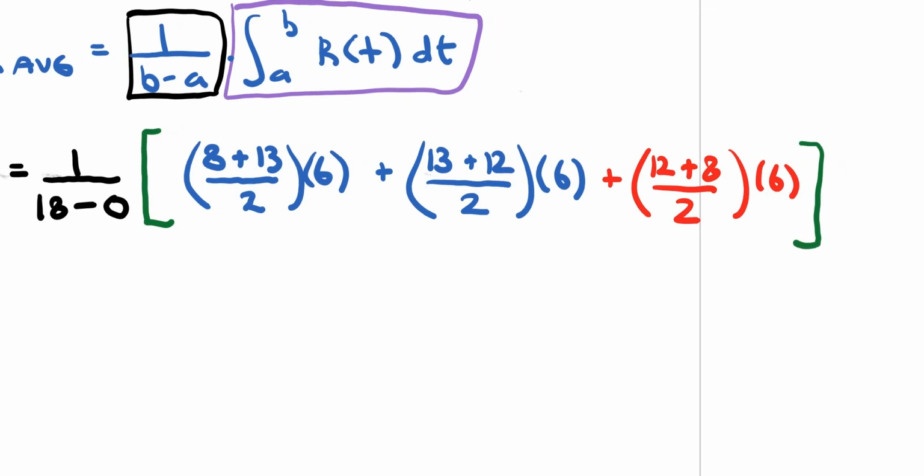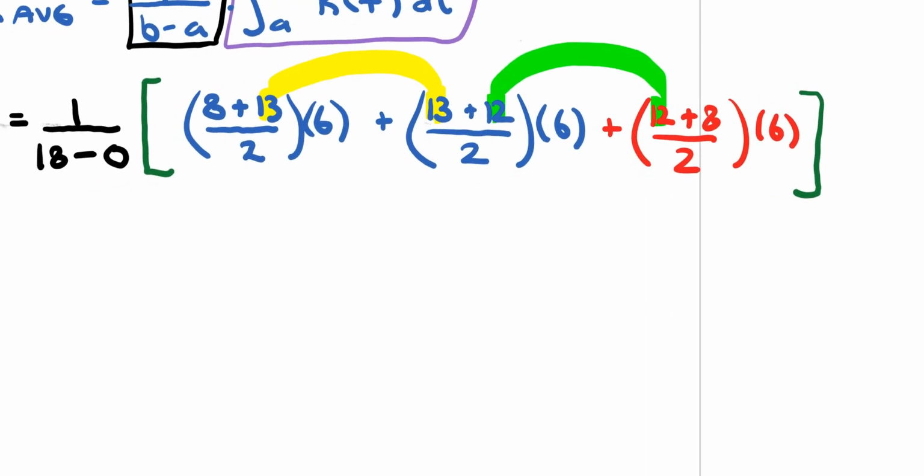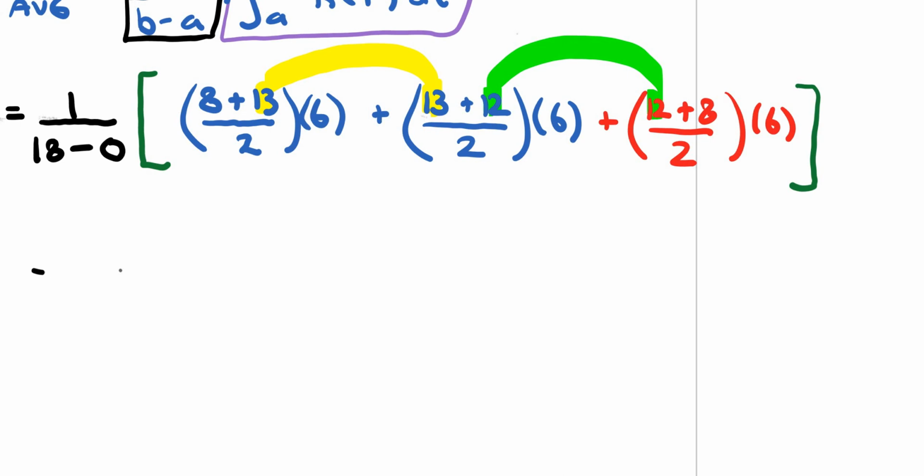One thing that you might recognize with the trapezoid rule here is if this is a 13, that has to be a 13, right? If this is a 12, that has to be a 12, right? That's how the trapezoid rule works. All right, let's go ahead and figure this out now.